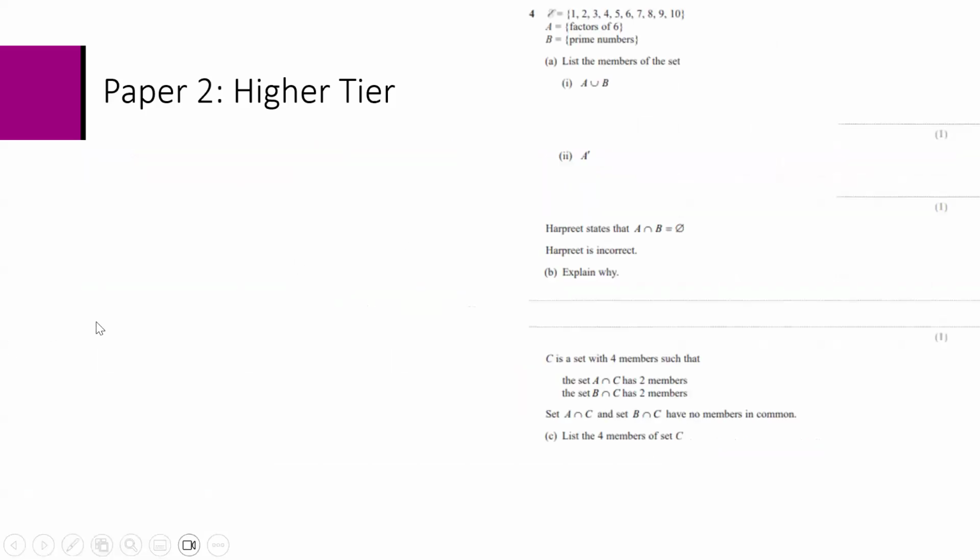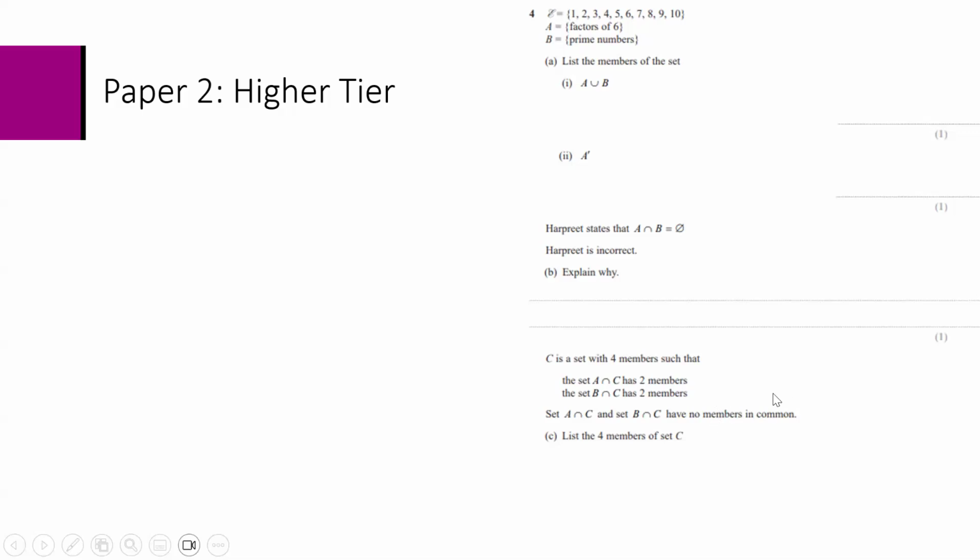Okay. Paper 2. So, set theory. I love these set theory questions. I really enjoy them. I think we've got some barriers to students in terms of the way they're interpreting these questions. So we're asked about A union B, A prime. We're told that A and B is an empty set. And then we're asked to do something quite complex at the end.